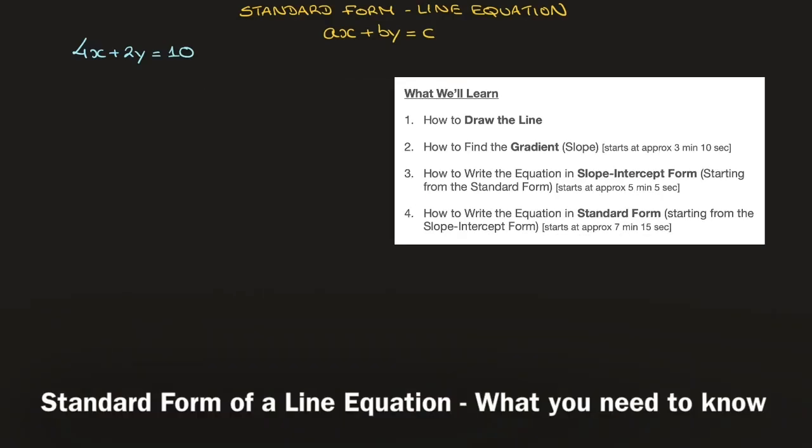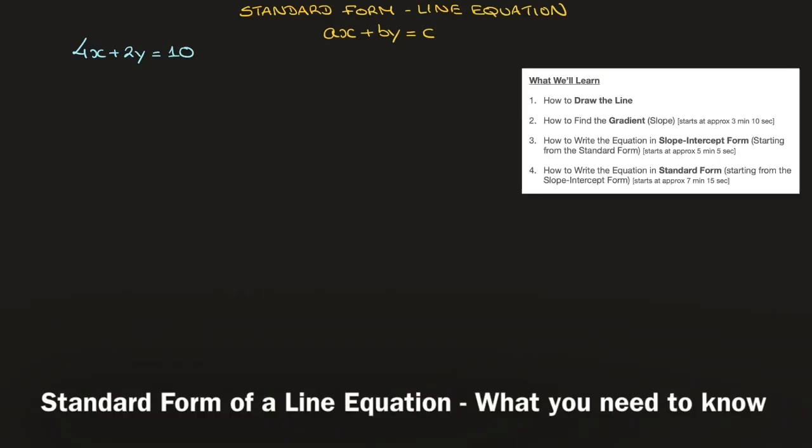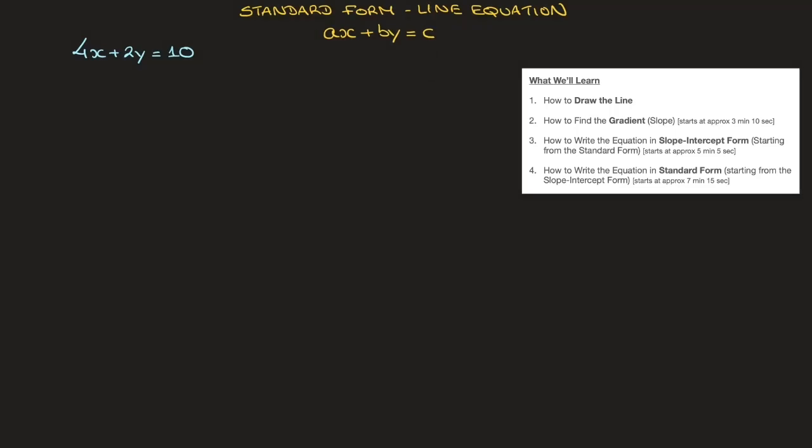Hi everyone, in this tutorial we're going to be learning about a few of the things you have got to know when working with the standard form of a line equation. A line equation written in its standard form has to look like ax plus by equals c, where a, b, and c are all integers, or whole numbers, and a, the number multiplying the x, is a positive integer.